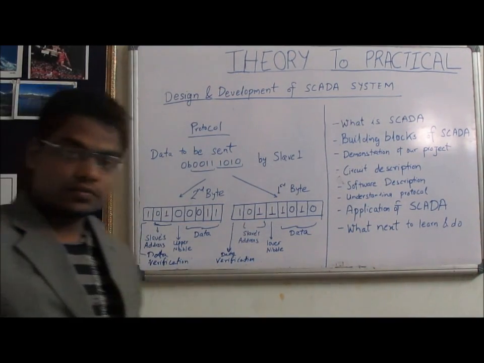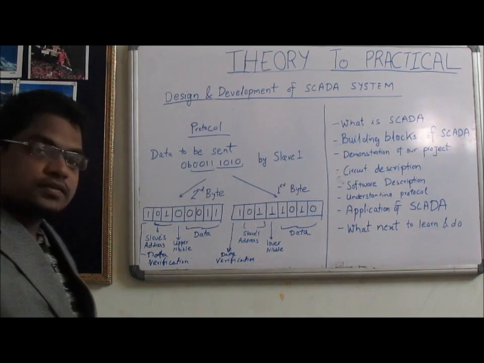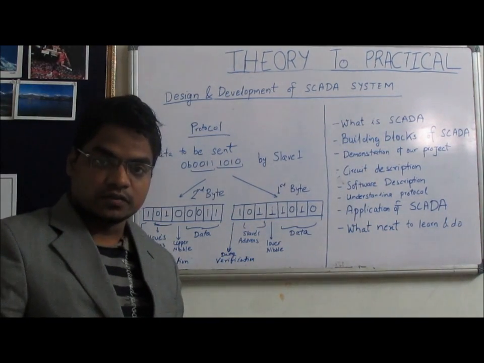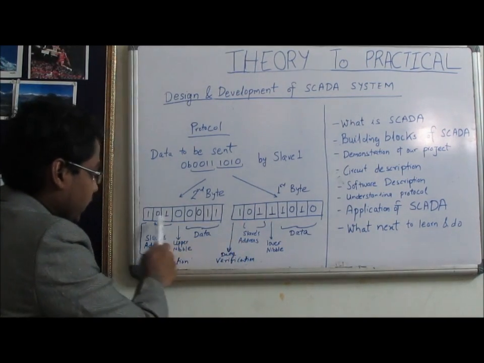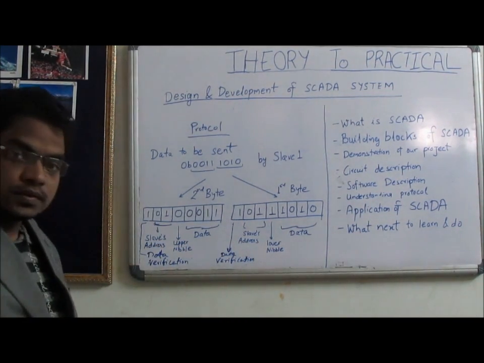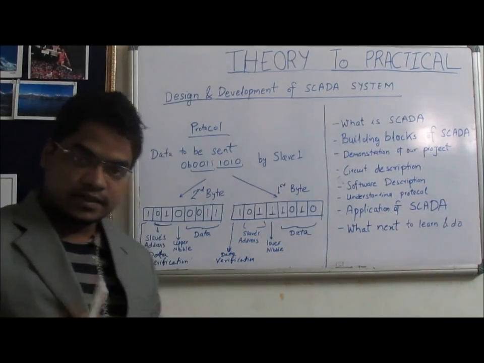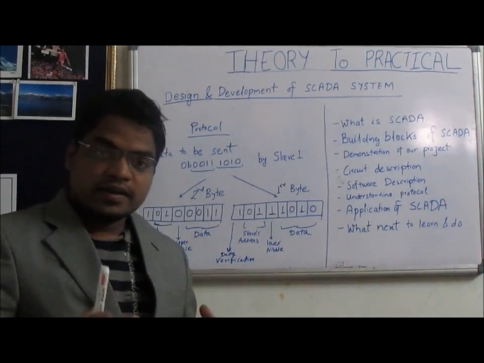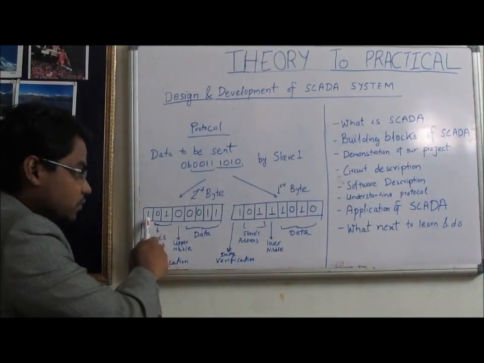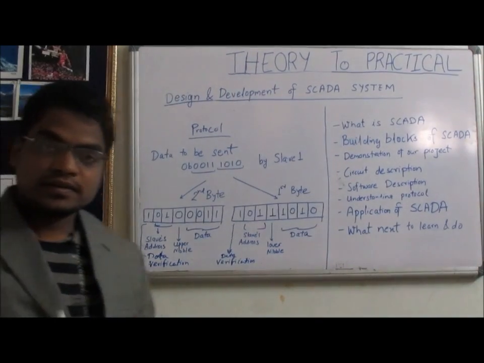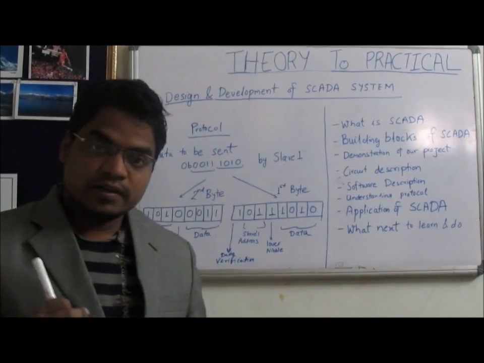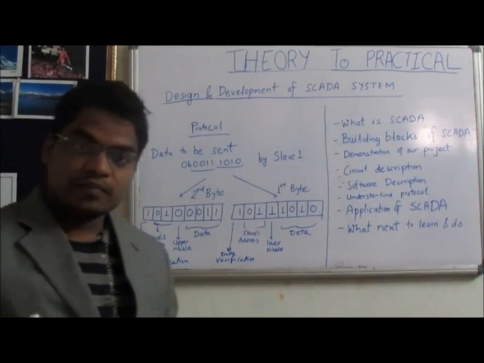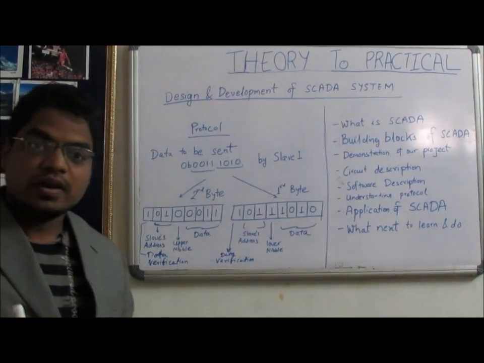Now come to the last bit, that is bit 7. It corresponds to the data verification. So here it sets 1 and 1. Suppose the master gets this data and it gets 0 at bit 7, it will understand this data is being corrupted, and I should get 1 here, but I am getting 0. So it will discard this data.